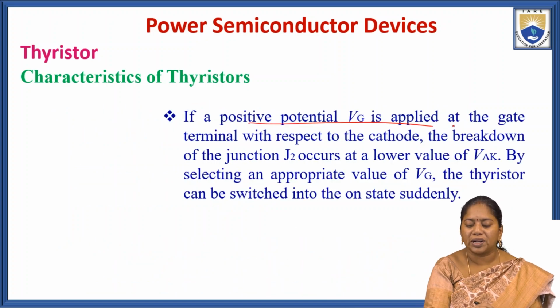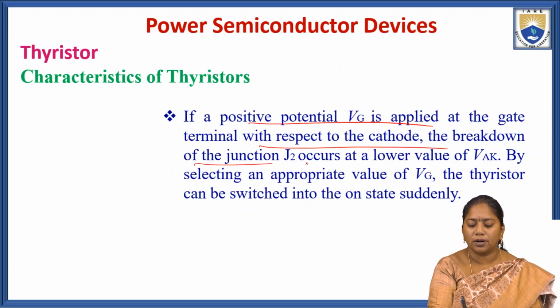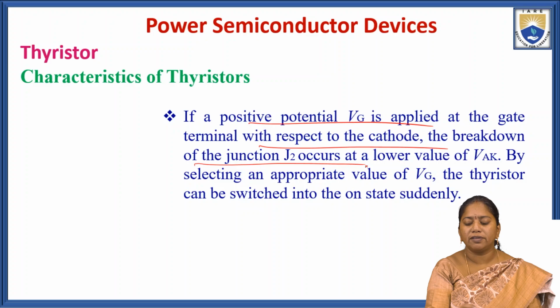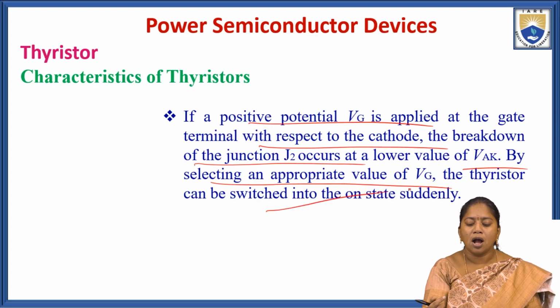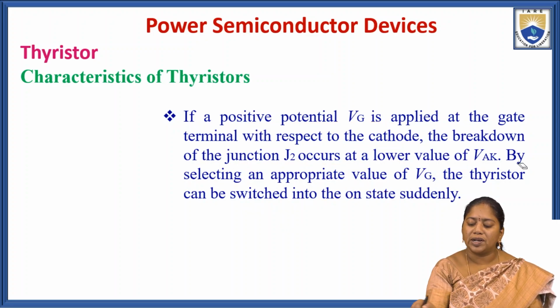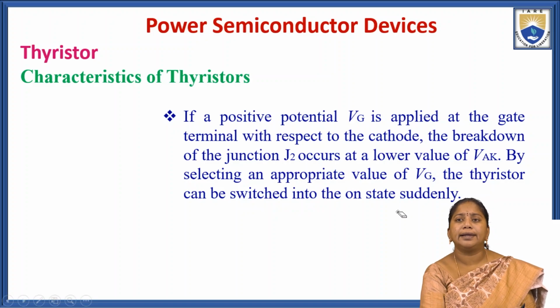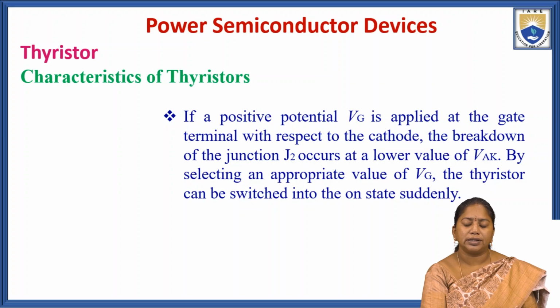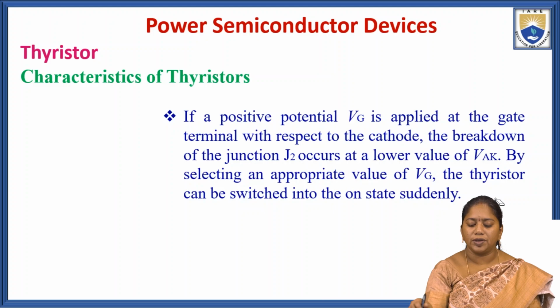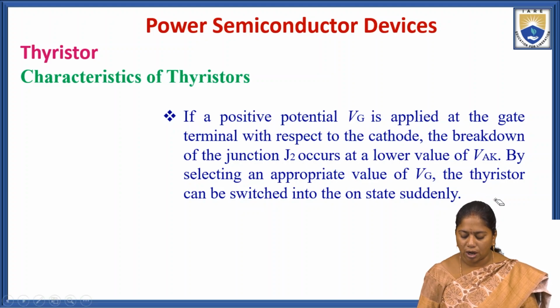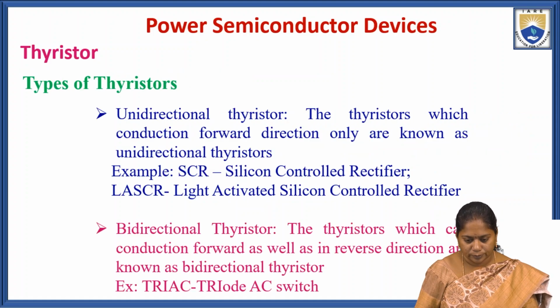If a positive potential VC is applied at the gate terminal with respect to the cathode, the breakdown of the junction J2 occurs at a lower value of VAK. By selecting the appropriate value of VC, the thyristor can be switched into the on state suddenly.